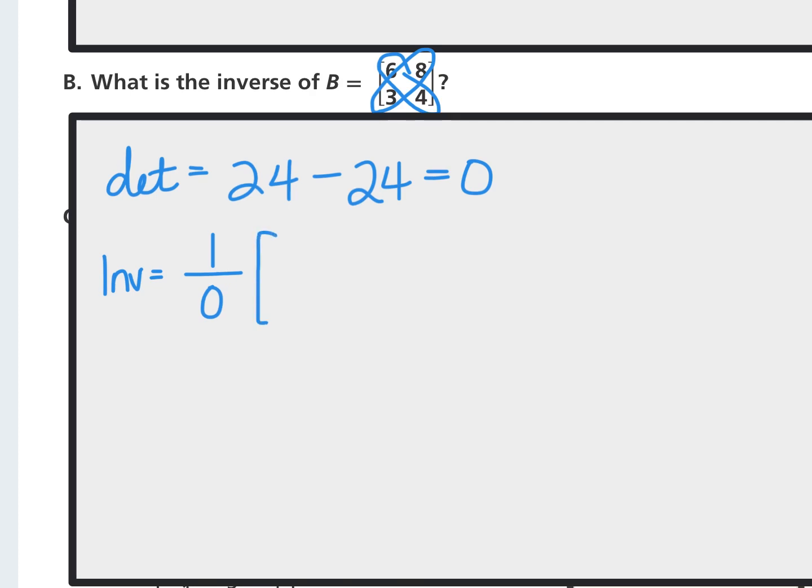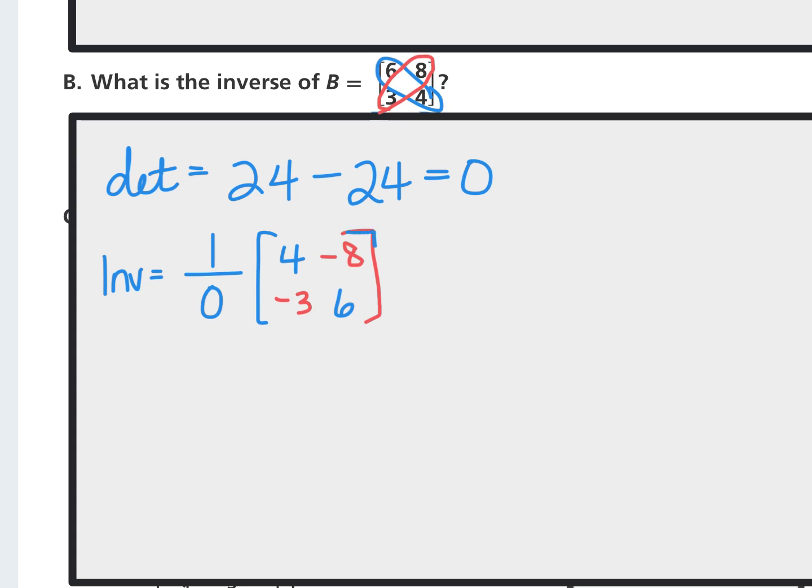And then we would go to set this up. So remember, on my first diagonal, I'm going to erase this so you can see. On my first diagonal here, I'm going to switch the values. So this is going to become a 4 and a 6. On the second diagonal, I'm going to negate the signs. So the 8 will stay up there, but it will become a negative 8, and the 3 will stay but become a negative 3.